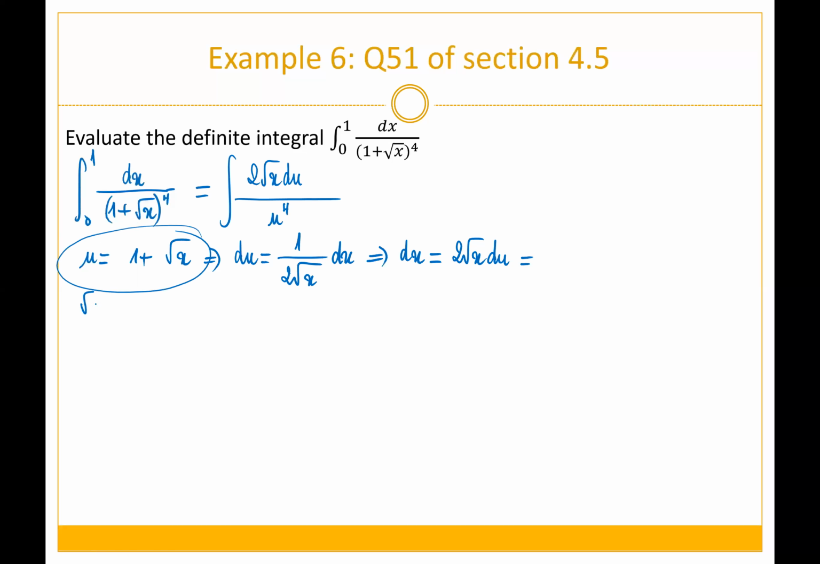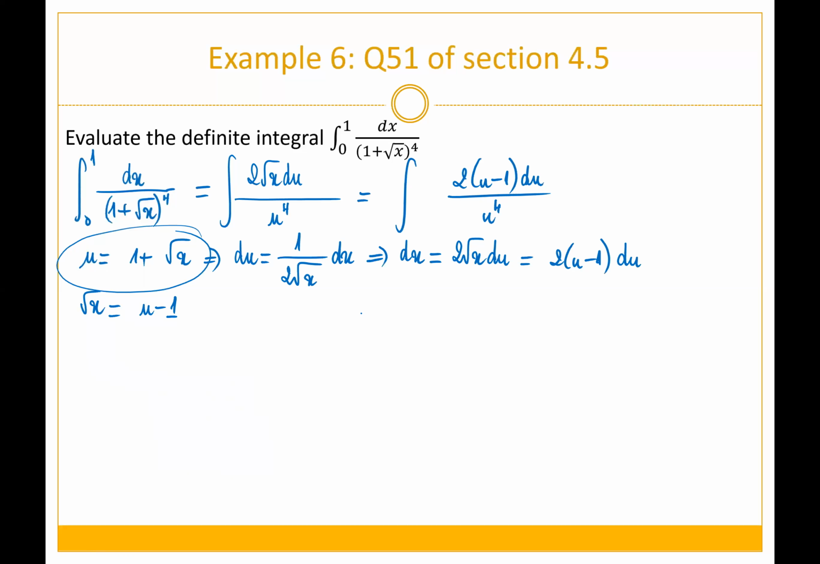You can substitute square root of x as u minus 1. Then it's still in the form of u, right? So you have 2(u minus 1) du. And so it allows us to do the step that we have in our procedures.